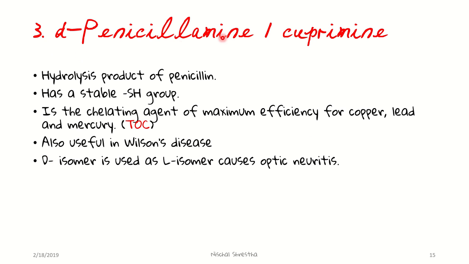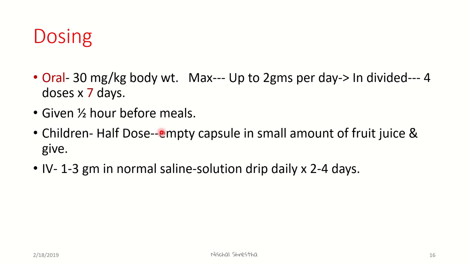So D-penicillamine is used, and it also has an SH group similar to BAL, but it is the agent of maximum efficiency for copper, lead, and mercury. See, it has maximum efficiency for lead poisoning, but the treatment of choice for lead poisoning is EDTA, not D-penicillamine. D-penicillamine is the treatment of choice for copper poisoning. It is also useful in Wilson's disease, and its dosing is similar to the dose of azithromycin, and that we have to mark up.